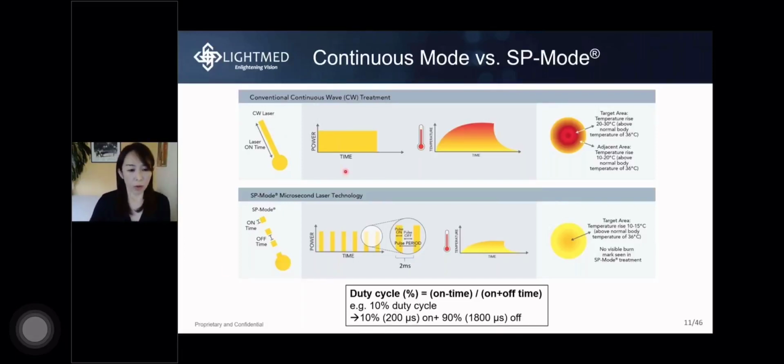So due to these differences, what happens in this SP mode is that the temperature decreases during off time to some extent. Therefore, the total temperature increase is much, much lower compared to the CW mode at the same power settings.